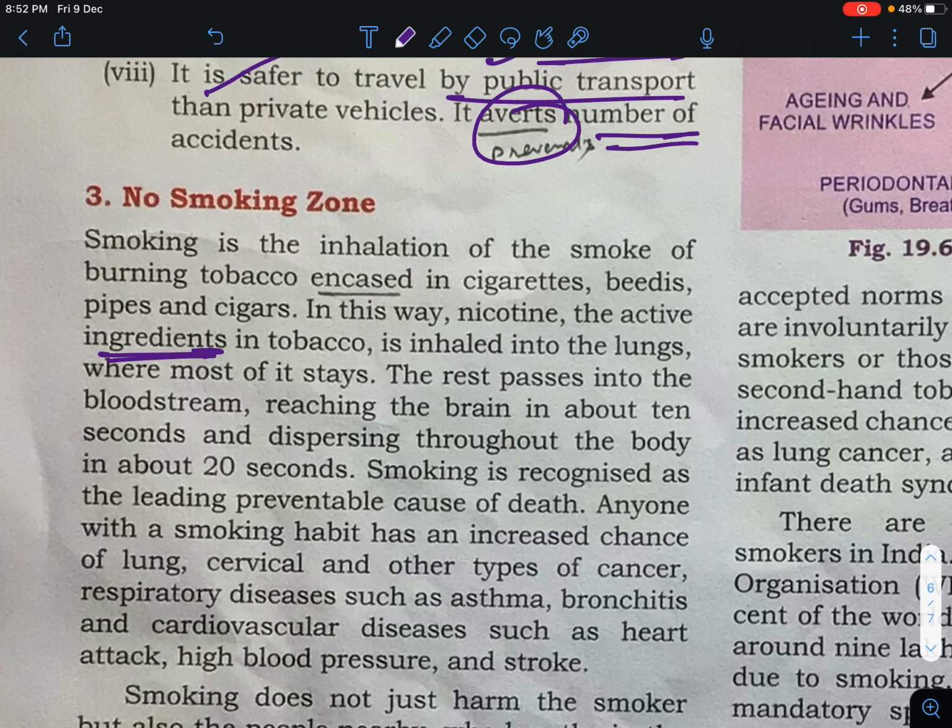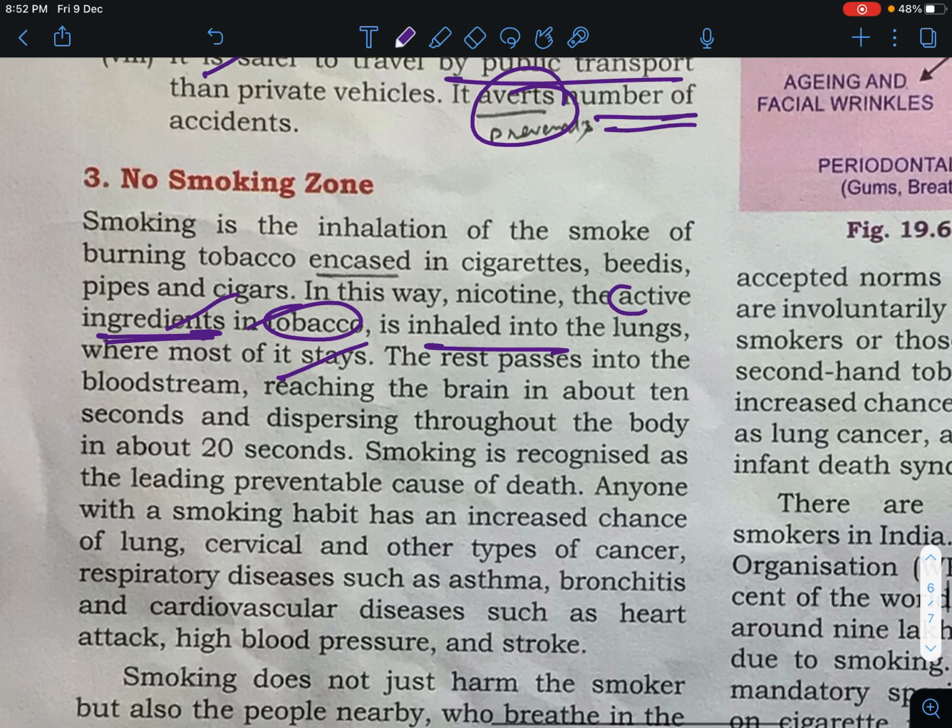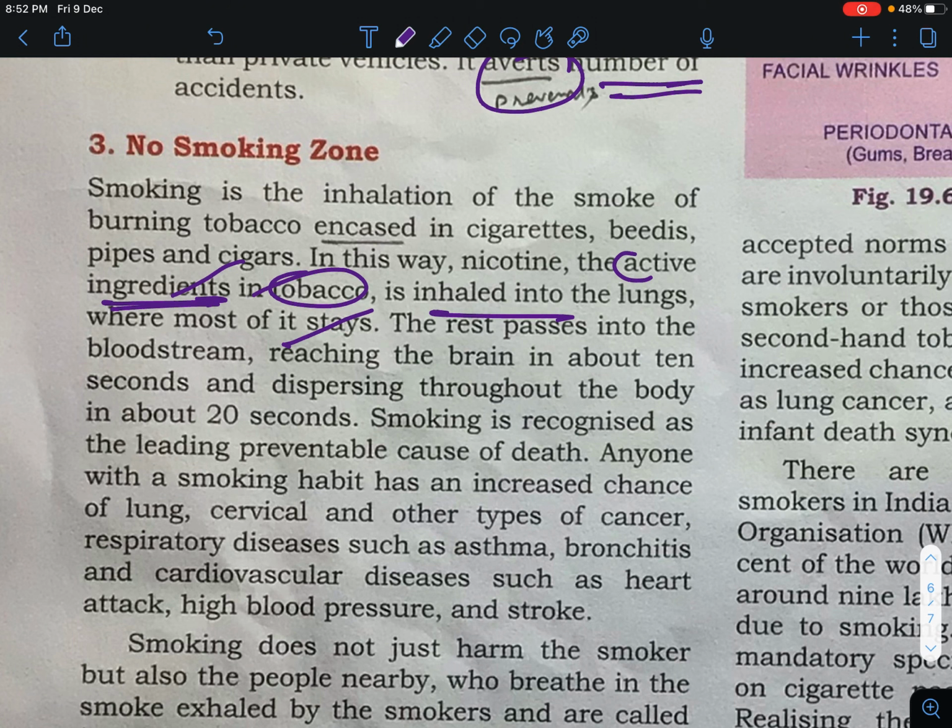Now it is talking about how this active ingredient present in the tobacco is inhaled and basically stays in the lungs, and the rest passes into the blood, reaches the brain in about 10 seconds, and disperses throughout the body in about 20 seconds. Smoking is recognized as the leading preventable cause of death.